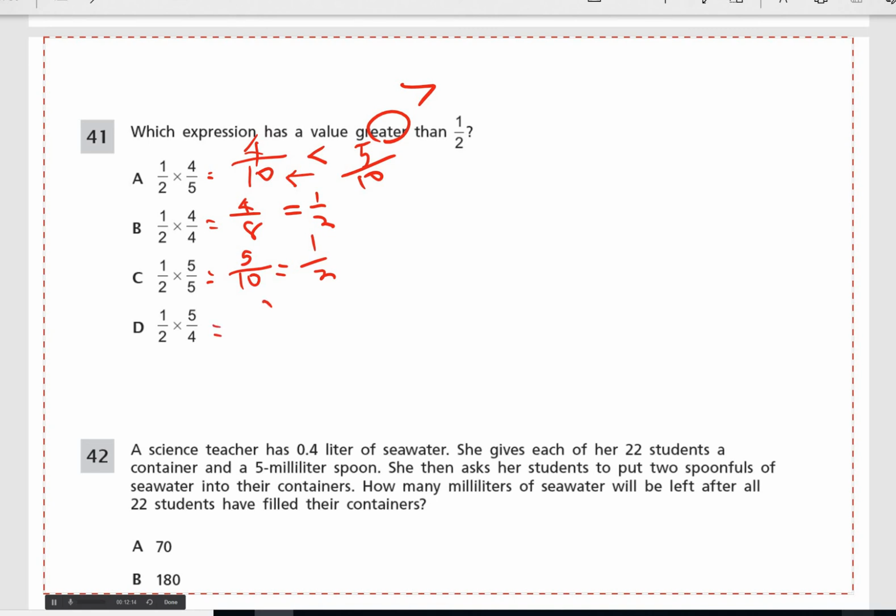Okay, this one, 1 times 5 is 5. 2 times 4 is 8. Look, 4/8 will be half. So 5/8 is actually greater than 4/8, so it's greater than half. So D is the correct answer. Okay?